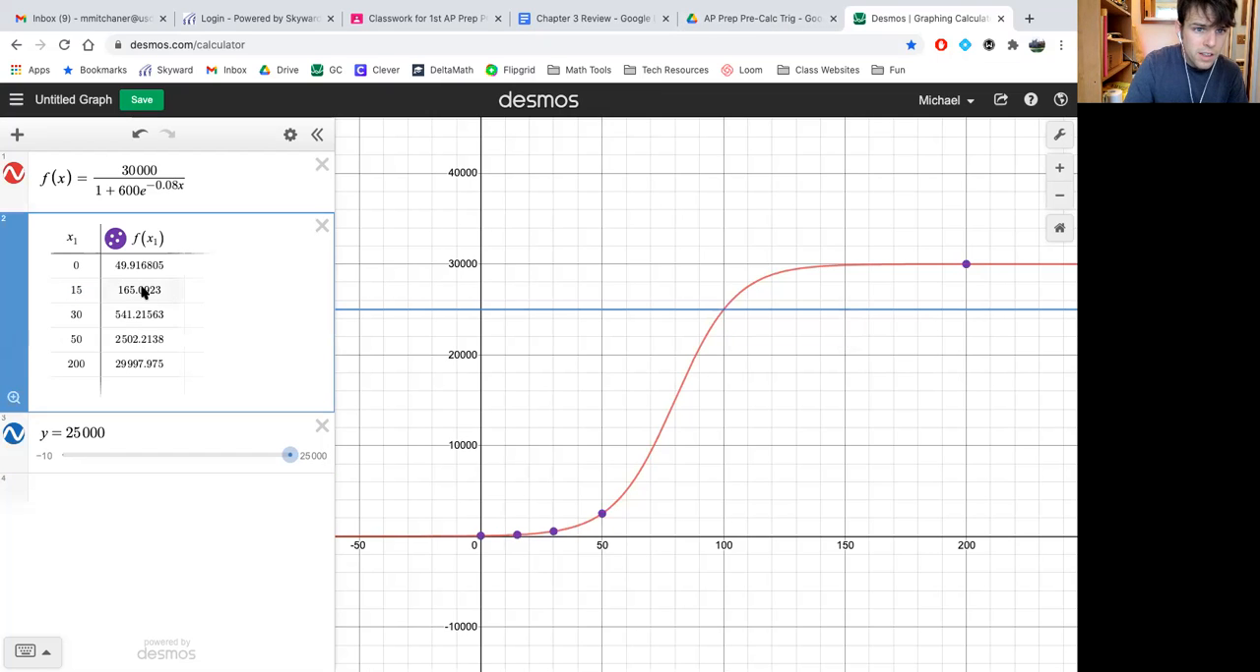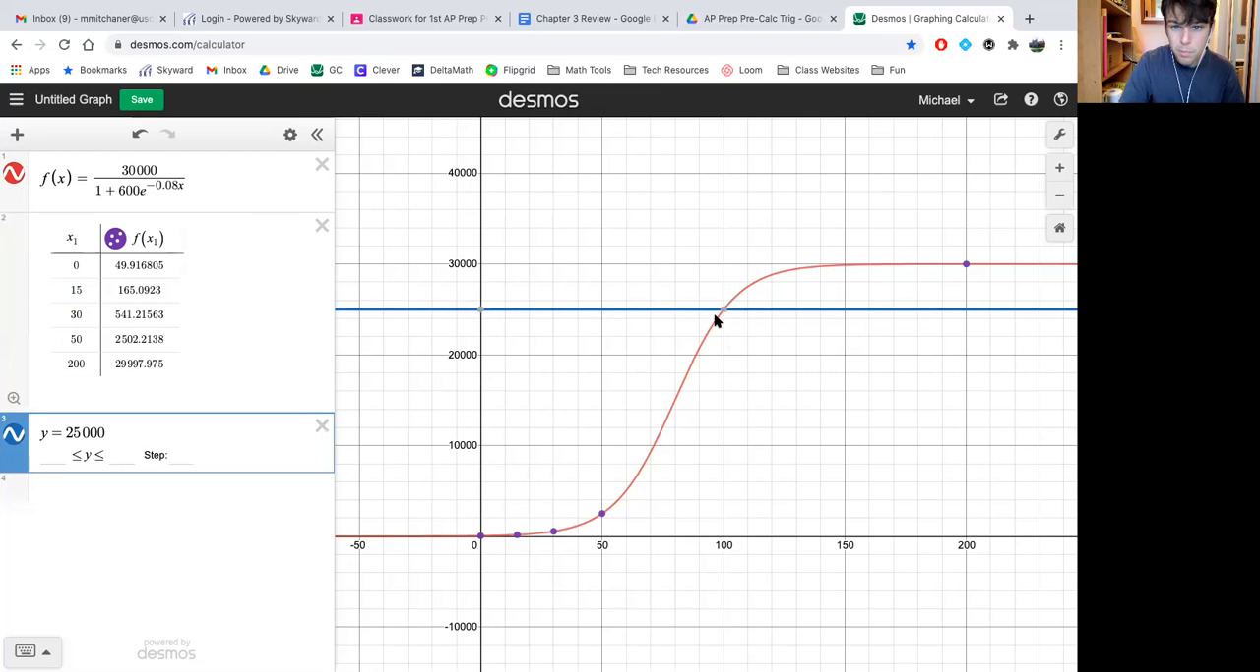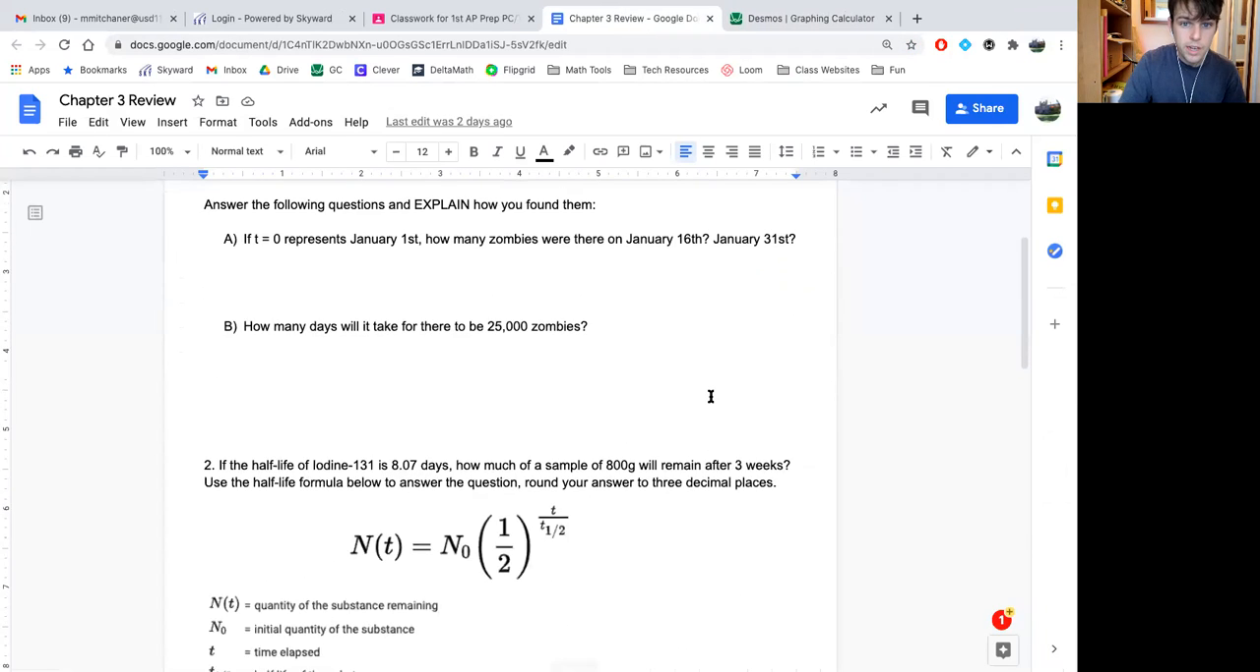On the 16th, we would have around 165 zombies. On the 31st, we'd have approximately 541. And to reach 25,000, it would be approximately 100 days. Round those answers to whatever's appropriate. In this case, I was just going to use whole numbers. All right, let's go ahead and go back to there.